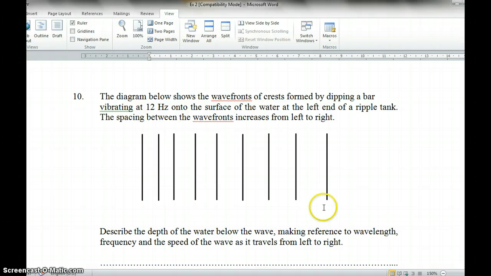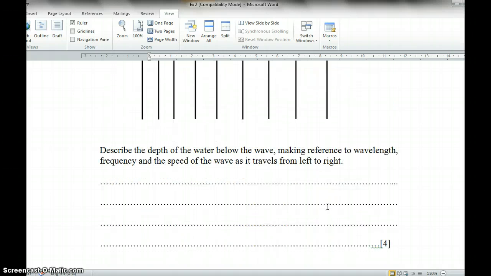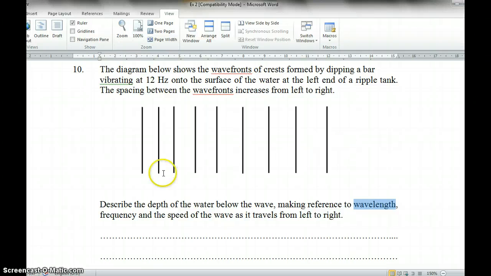Shallow versus deep region. Describe the frequency of the wave, making reference to wavelength, frequency, and speed of the wave as it travels from the left to the right. Now, first thing I emphasize again, frequency of the wave does not change no matter if you are traveling from a deeper region to a shallow region or vice versa. Frequency remains unchanged. Wavelength, however, changes, and can be observed very obviously from the left to the right. Look at wavelength: short wavelength, longer, longer, longer, longest wavelength.